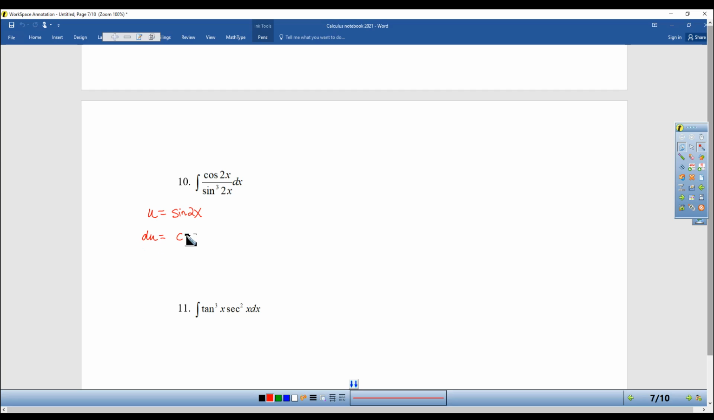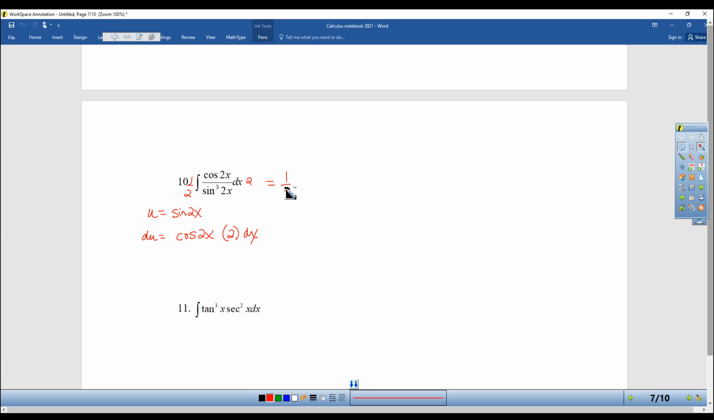Du is equal to, the derivative of sine is cosine. This is why I don't learn the integrals backwards, because I need to use derivatives within integration. So I just have them all memorized forward. Derivative of sine is cosine times the derivative of the angle. I don't have a 2dx, so I'm going to add a 2dx and a 1/2.